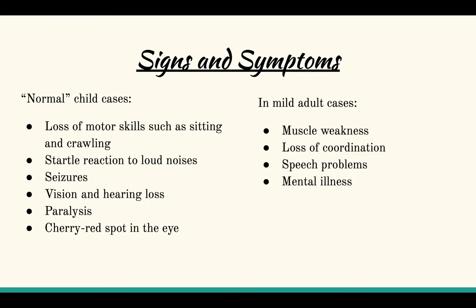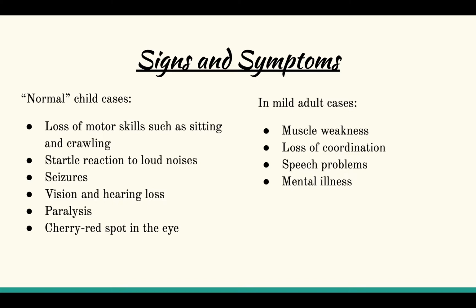Some symptoms that children experience include a loss of motor skills, such as sitting up and crawling. They startle very easily to loud noises. They may experience seizures, unfortunately, vision and hearing loss, possible paralysis, and cherry red spot in the eye, which is a red area at the center of the macula surrounding the retinal opacification, which is the accumulation of materials in ganglion cells in certain disorders, such as this one.